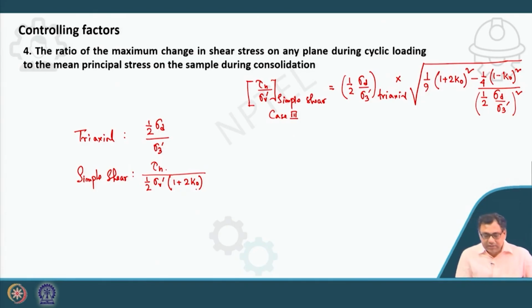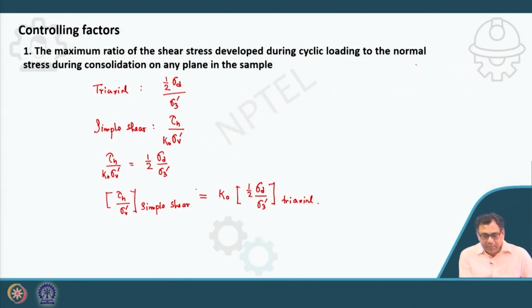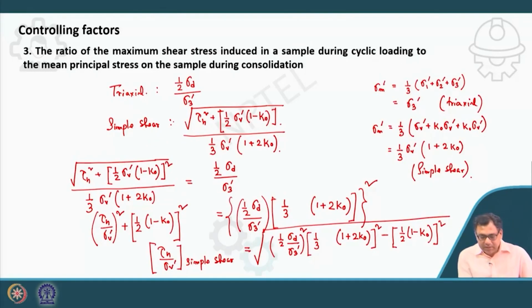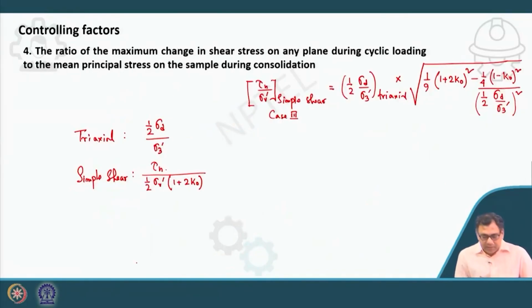Okay? So that's why here it is also written the maximum ratio. That's why I am taking the maximum shear stress. That's why it is written maximum ratio, ratio of the shear stress. But as it is on any plane, in simple shear it is taken tau h, not tau max, because it is on any plane. But here, in case 3, it is in the sample. That's why it is taken tau max. In case of simple shear, clear? So now this is the simple shear case.